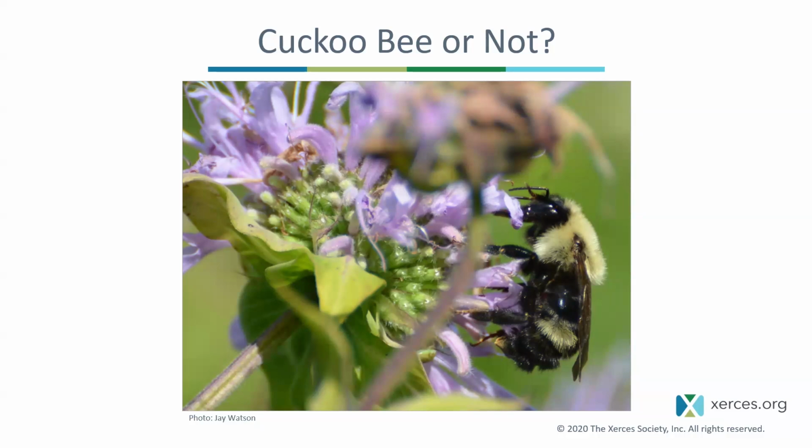So for cuckoo bumblebees, you're never going to see any workers. You are only going to be seeing the females and males, but you'll never see smallish workers. So something to keep in mind when you are doing ID for this group.